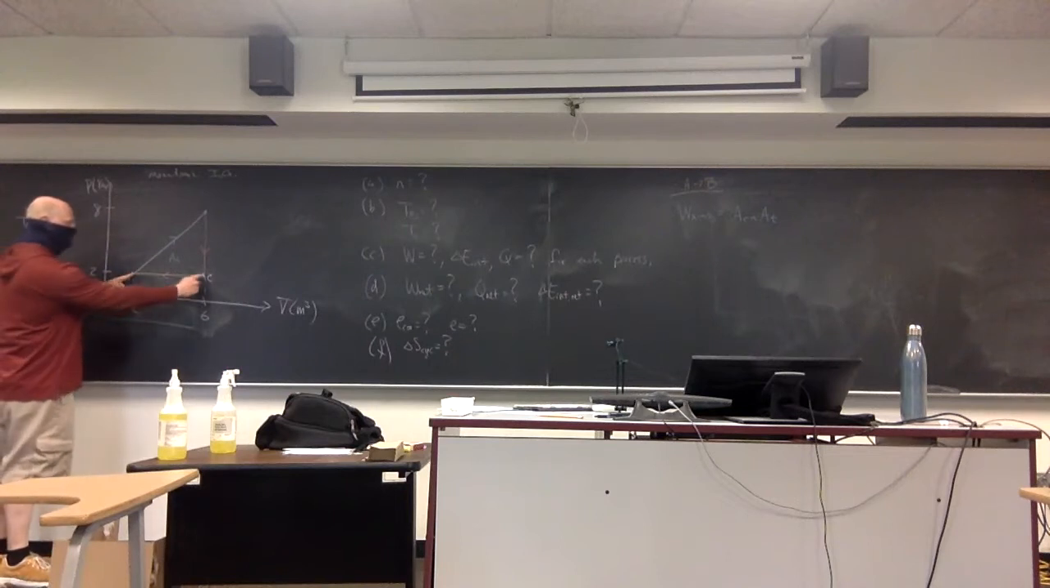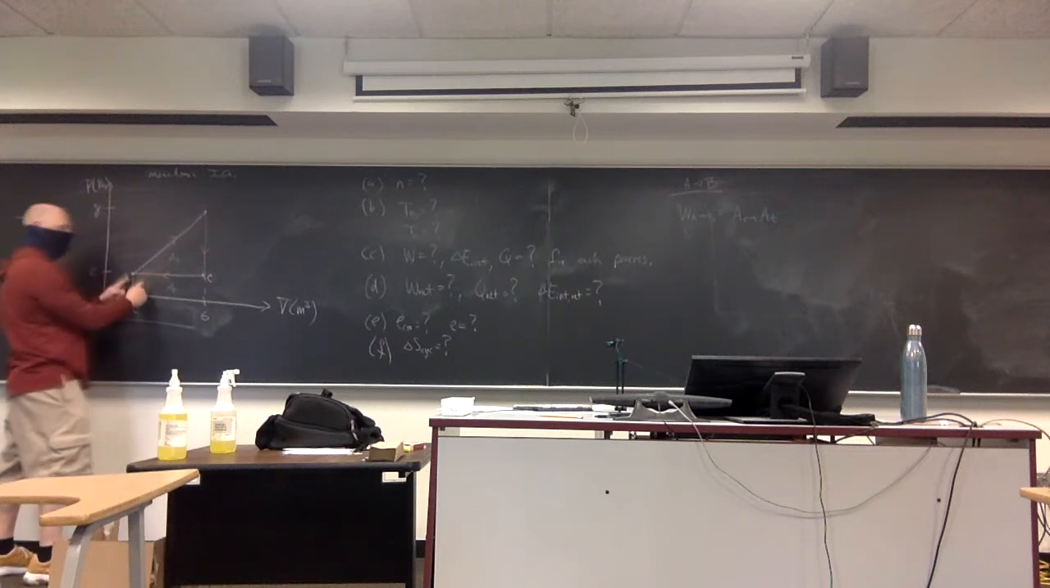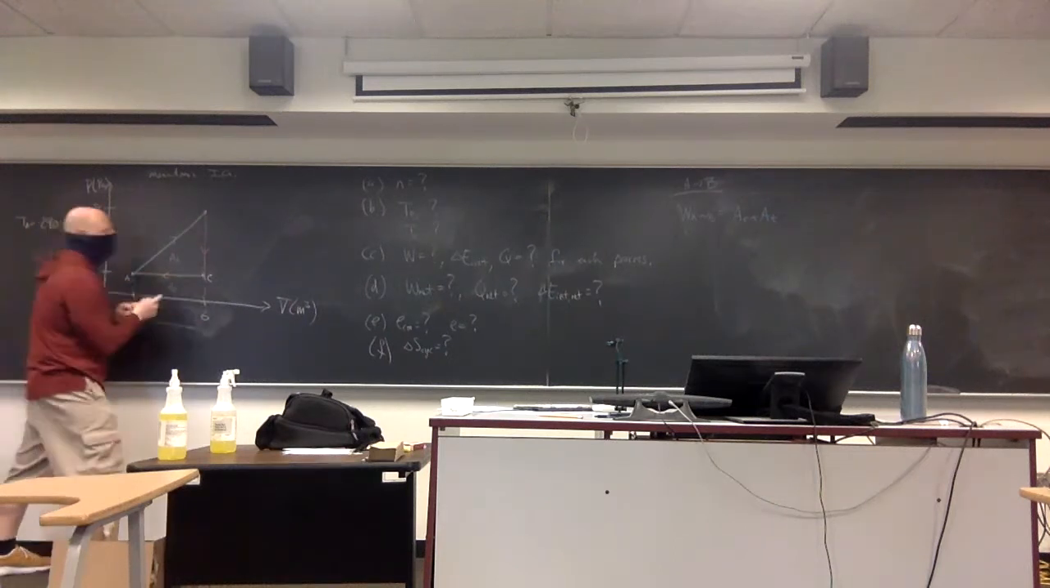So let's talk about the rectangle first. In this case, the rectangle has a constant pressure. The only thing that's changing is the volume going from west. So in this case, we're going in this direction. So this is going to be a positive volume change.